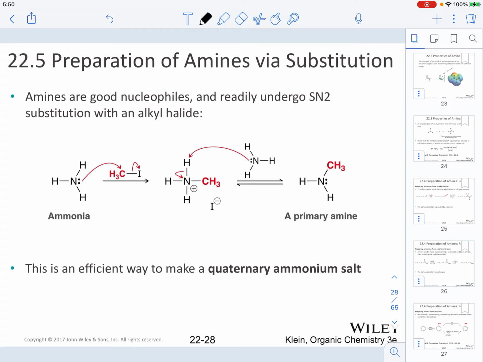Then in the second step of the reaction, as you can see, the amine, in this case ammonia, is going to deprotonate that ammonium salt, and that's how the primary amine is generated. Understand that this process can also be utilized to make quaternary ammonium salts, as we are going to see in the following slide.